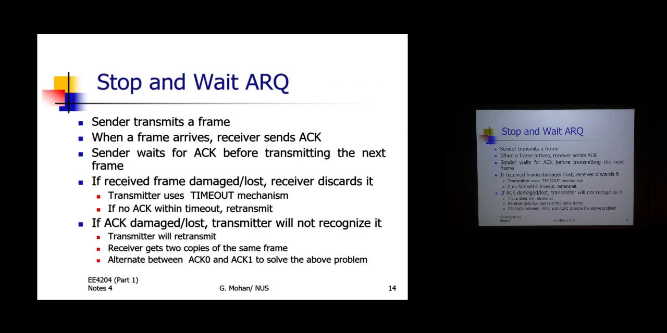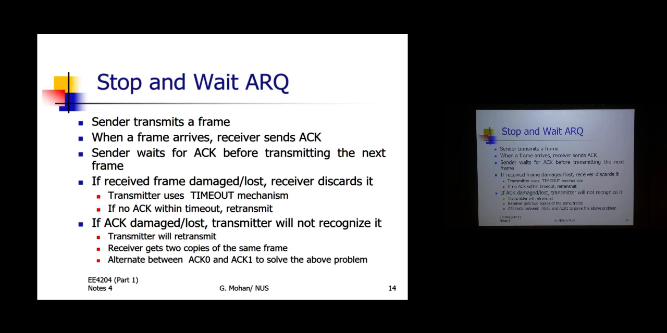Okay, now we are ready to look into the protocol. We start with stop and wait ARQ. As the name says, it uses stop and wait flow control. Just to recall, the sender sends a frame, waits for an acknowledgement, then sends the next frame, waits for an acknowledgement. Same thing. Now what happens if the frame is damaged or lost?